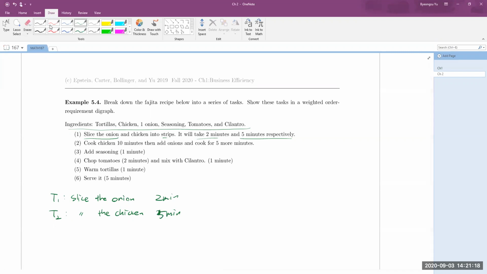And these can be independent, right? You don't need to slice the chicken first to slice the onion, and you don't need to slice the onion first to slice the chicken, right? So these are independent. So you can just put it as 2 with T1 and 5 with T2, right?